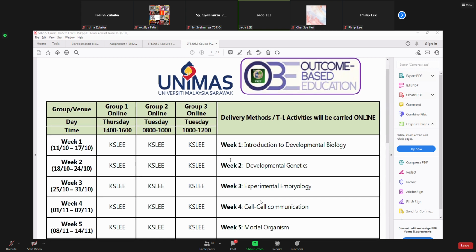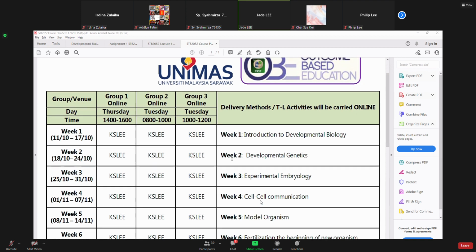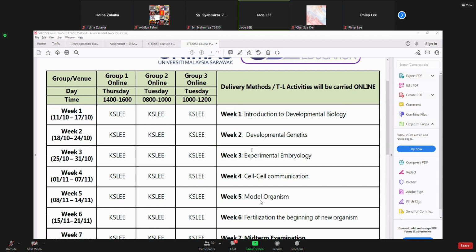For today, which is week one, I want to introduce you to some of the basic terms of developmental biology, followed by developmental genetics, experimental embryology, and cell-cell communications. And we're going to talk about the model organisms, which include the zebrafish, mouse, C. elegans, Drosophila melanogaster, and probably chick, which is Gallus.